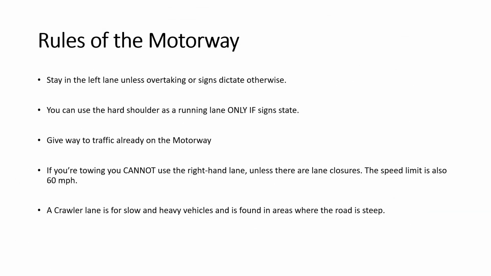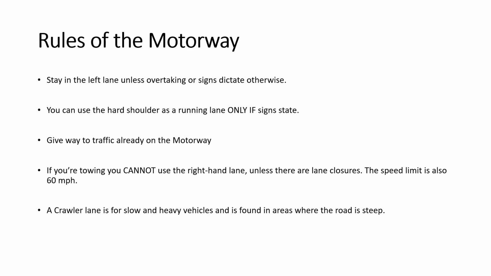So stay in the left lane unless you're overtaking or signs dictate otherwise. You can use a hard shoulder as a running lane only if signs state otherwise; it's for breakdown and emergency use only. Give way to traffic already on the motorway. If you're towing a trailer, you cannot use the right-hand lane unless all other lanes are closed. The speed limit for these vehicles is also 60 miles per hour.